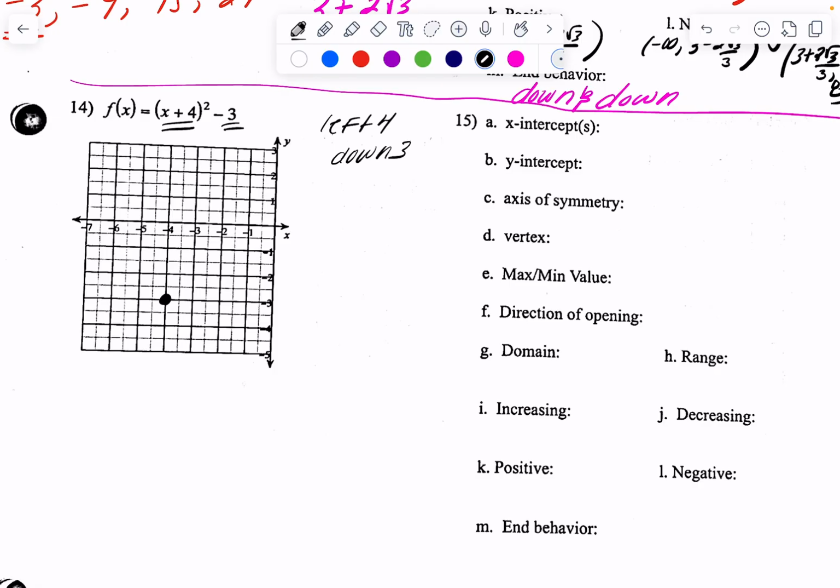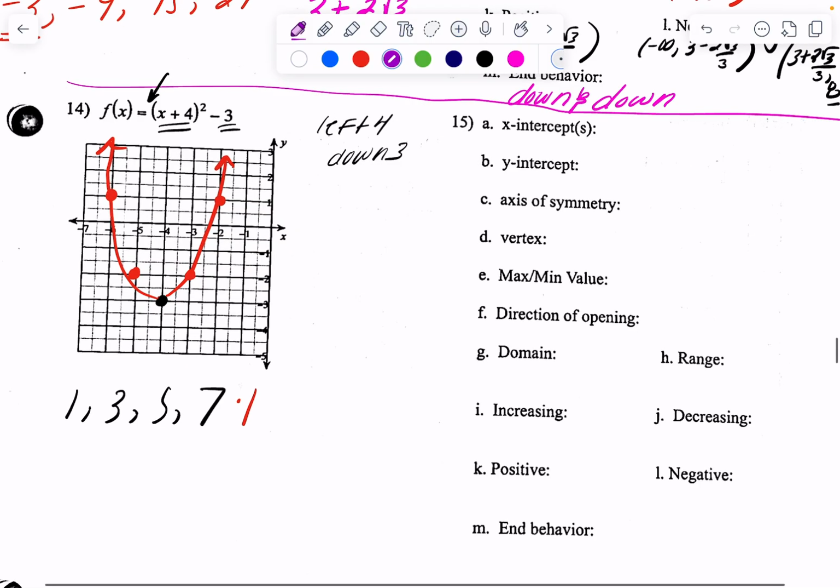Now from here, we know it smiles because it's a positive number in front, and we can do the 1, 3, 5, 7 rule, and our a value is 1. So when we just times that by 1, we're going over 1 up 1, over 1 up 1, over 1 up 1, 2, 3, over 1 up 1, 2, 3. That's enough to graph it. X-intercepts then, again, look kind of like decimals. So let's just see what we can do here.